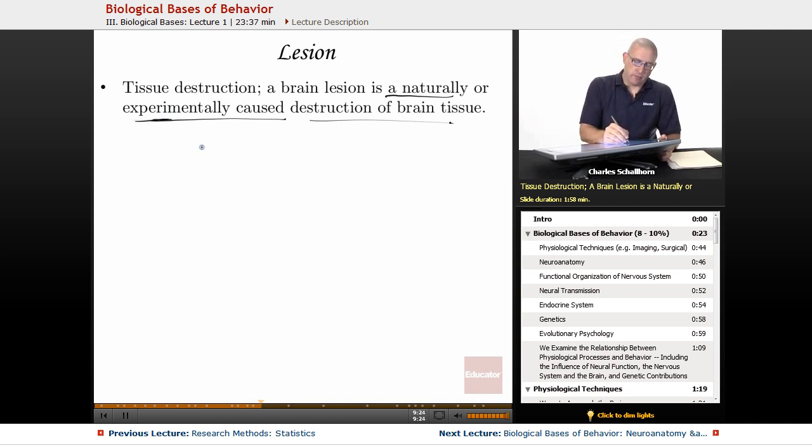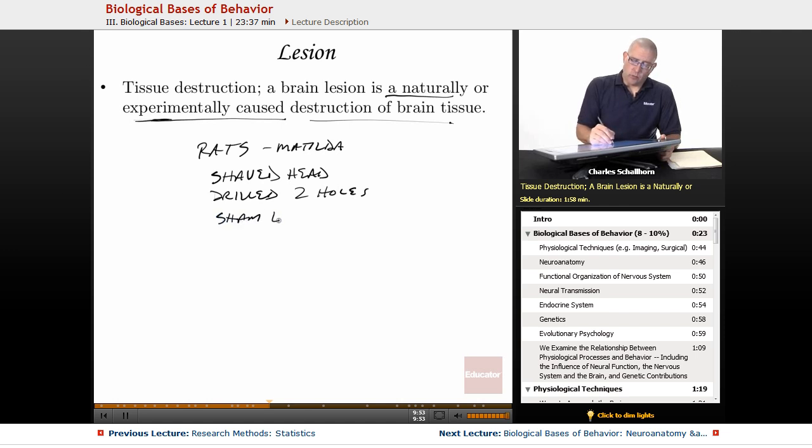There was a situation when I was in college, and this was before they had some guidelines on animal testing. And so we had these rats, and I had Matilda. And so what we did, me and my partner, we shaved her little head. We drilled 2 holes in Matilda's head. And we did what was called a sham lesion. And so when we put the electrode down into the brain, it only went part of the way, not all the way, to a part of the brain known as the lateral hypothalamus, which is involved in hunger.